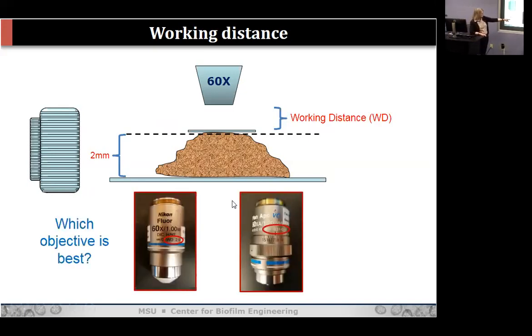Here are 2 60x objectives that we have in our facility. What you do to determine which one is best is look at the working distance, which is circled in red on each. The one on the left has a working distance of 2 millimeters. The other one, the range of between 0.3 and 0.2 microns. So the one on the right, the working distance is too small. It wouldn't really work at all for this sample.